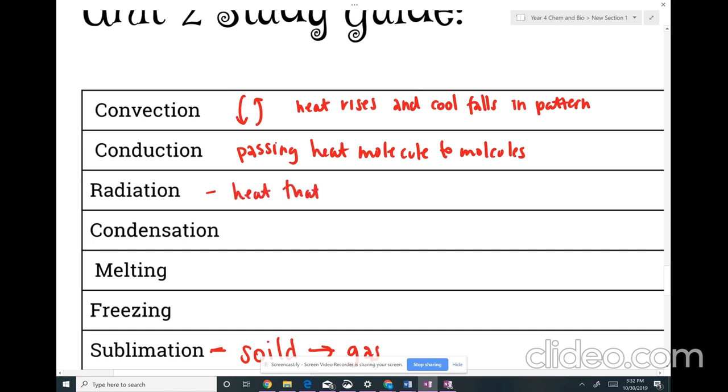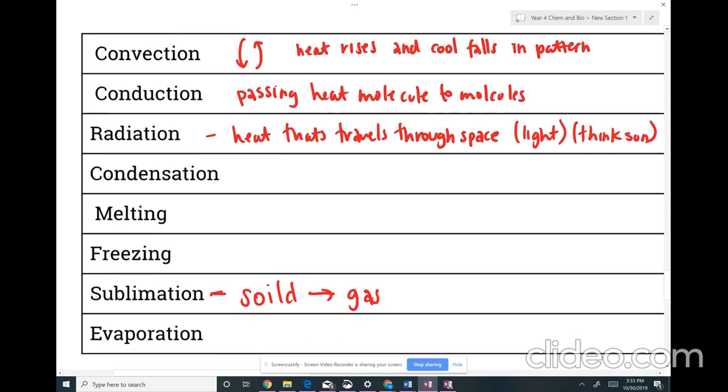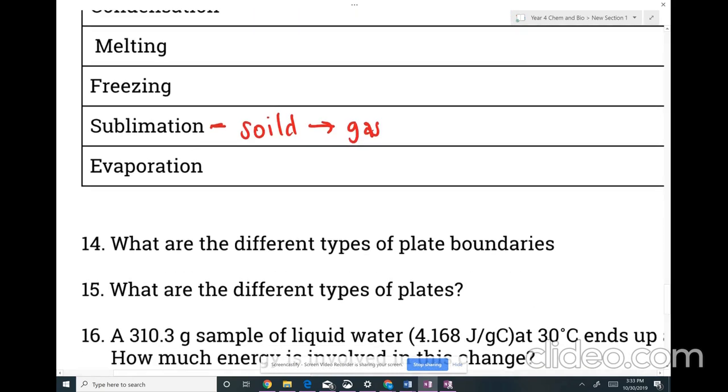that travels through space. In this case, it's usually light, so it's heat or light energy. You guys have to think about the sun in this case. We are getting heat from the sun, and that heat from the sun is getting us warmer. So those are the things on there. And then we have condensation, melting, freezing, evaporation. We already went over that.